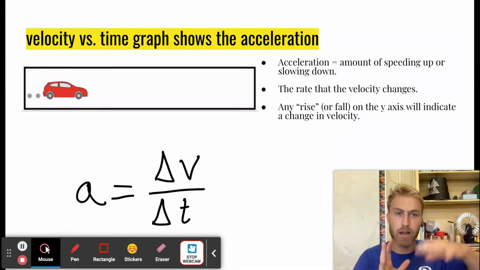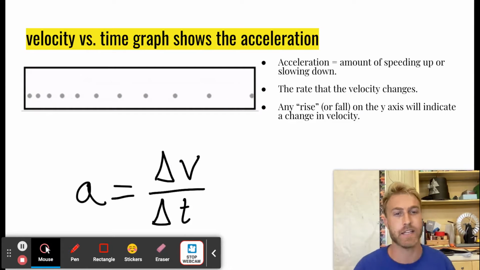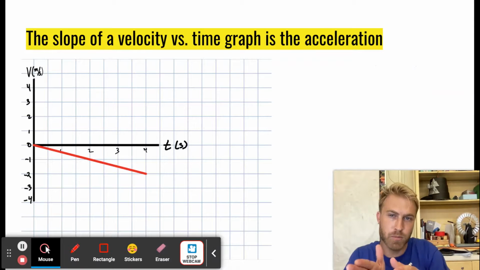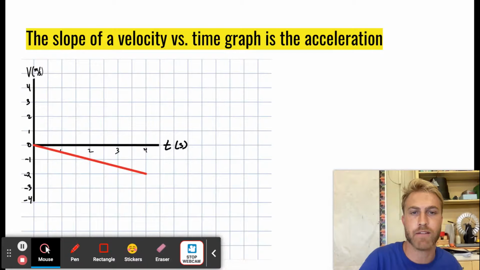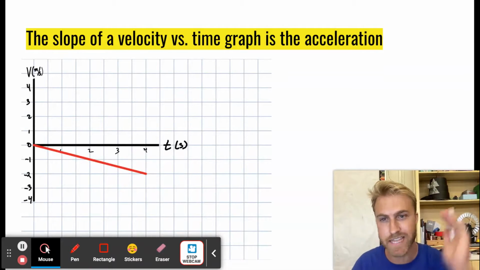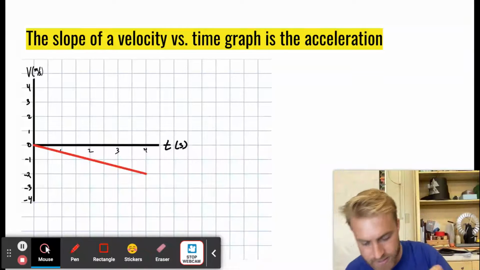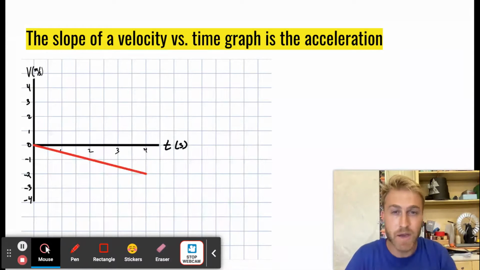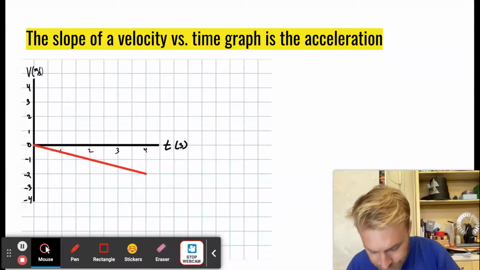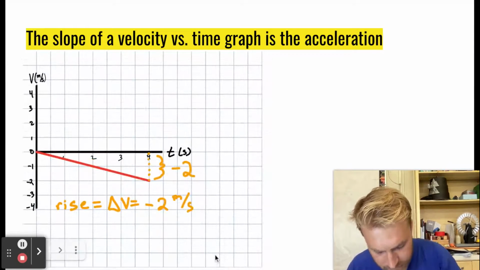Any rise and fall on the y-axis will indicate a change in velocity. So here's where we're going with this. The slope of a velocity versus time graph is the acceleration. That's why physicists love velocity versus time graphs, because not only do you get to see the velocity at each moment in time, but you can actually measure the acceleration of an object, how fast it's speeding up by. So this is how you do it.